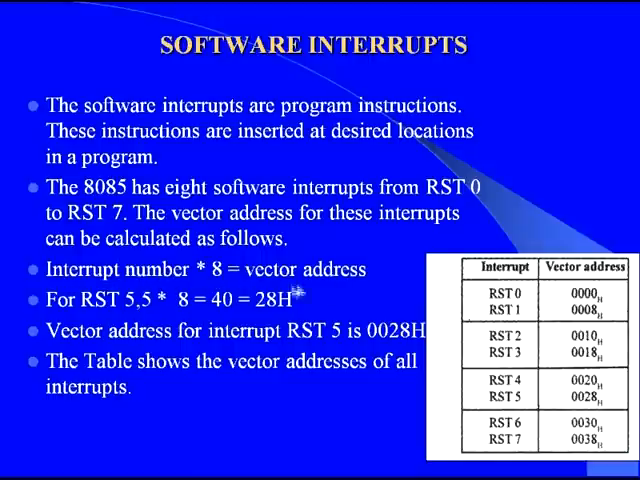Suppose we take RST5. If you multiply 5 by 8, you will get 40. If you convert 40 into a hexadecimal number, you will get 28H. So the vector address of RST5 is 0028. So for RST5, you have an opcode. If you execute the opcode for RST5, the execution location is routed to 0028. Similarly, we have RST0 to RST7. The table shows the vector addresses of all the software interrupts.